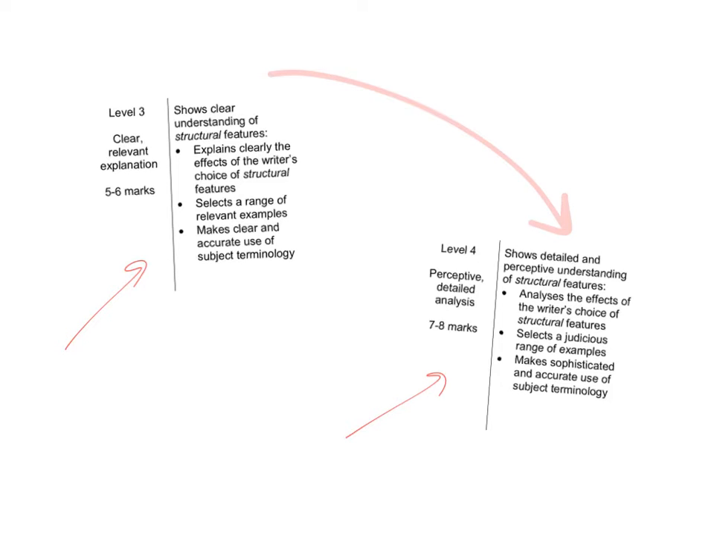But in your answer, you need to show understanding of structural features, and you do that by recognising that the writer has chosen structural features. Remember your list, select the ones that are there, and you're basically going into the effect of them. Why are they there? What's the point? Why are you being told that particular bit of information in that way at that time?